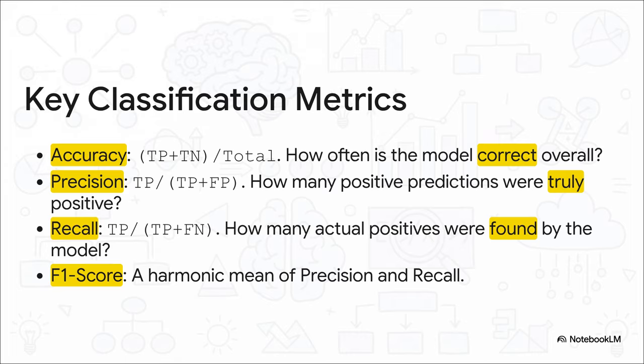Let's look deeper. Precision asks, of all the times we raised a red flag and said yes, which was 8 plus 5 equals 13 times, how often were we actually right? That's 8 divided by 13, which is only about 61.5%. Precision is about not crying wolf. Then there's recall. It asks, of all the people who were actually sick, which was 8 plus 2 equals 10 people, how many did we successfully find? That's 8 divided by 10, or 80%. Recall is about not letting a single wolf slip by. The F1 score is just a way to balance those two.